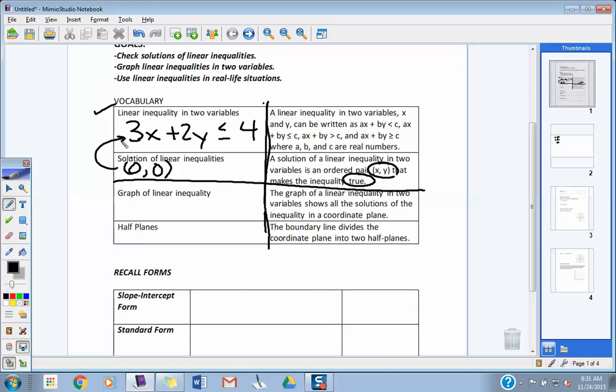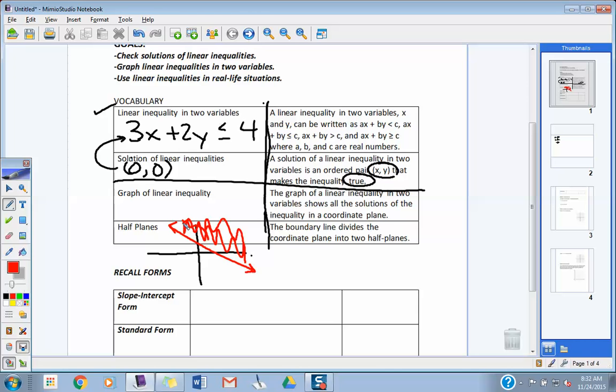This last one, half planes. It says the boundary line divides the coordinate plane into two half planes. A lot of our graphs today are going to look like this. You're going to have a coordinate plane and a graph of a line. Might be a solid line, might be a dotted line. I'll show you the difference in a second. And then we end up shading one side because those are the points that represent true values for the inequality. So that one line takes the coordinate plane and divides it into a plane that's shaded and a plane that is not shaded.